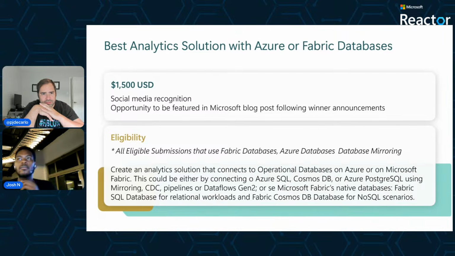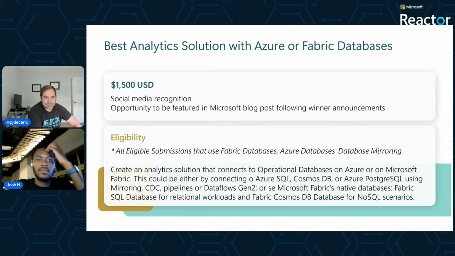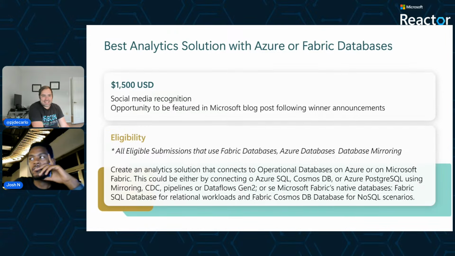Going on to the next one, we have the best solution with Azure or Fabric databases. This is just making sure that you're leveraging operational databases. For example, things like Azure Cosmos DB, Azure SQL, Azure Database for Postgres, or you're maybe using the in-Fabric offerings of things like Cosmos or SQL in Fabric. These would just be things where you're leveraging those specific types of databases. I've seen a lot of interesting solutions here, doing like monitoring across Hive or clusters of databases in the past. But basically, if you're using a database, you're potentially in the running for this category.